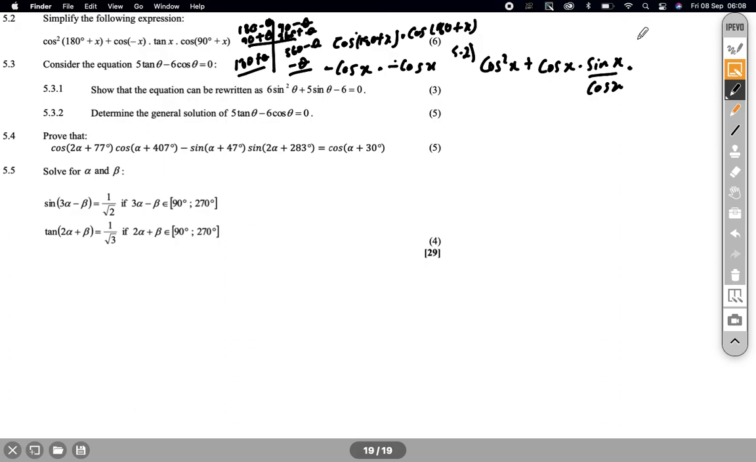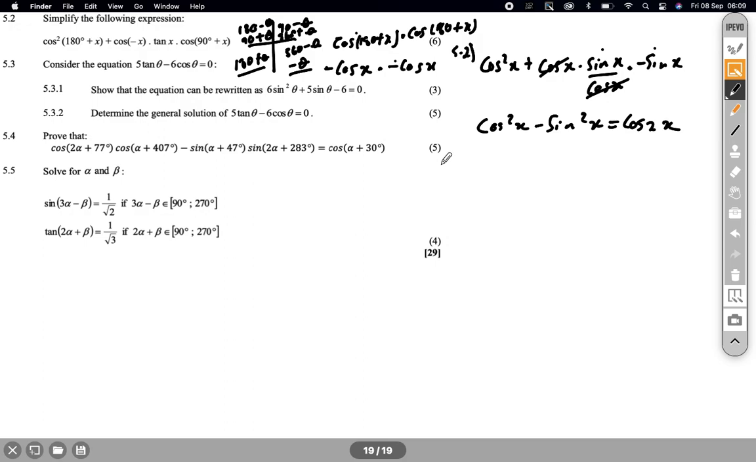So 90 plus x is a co-ratio, but now 90 plus x is in the second quadrant, and cos is negative there. So this will become negative sine of x. Now this cos and this cos will cancel out. This sine is going to multiply with this sine. So we're going to have cos squared x minus sine squared x. Now, if you remember your double angle formula, this is going to give you cos 2x. And then you're done with 5.2.